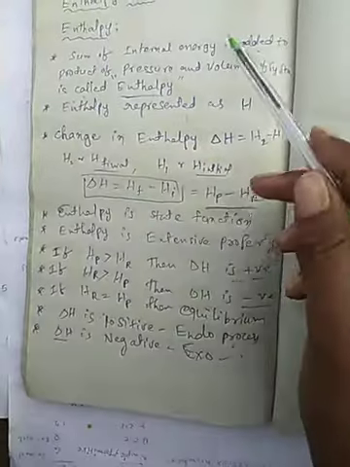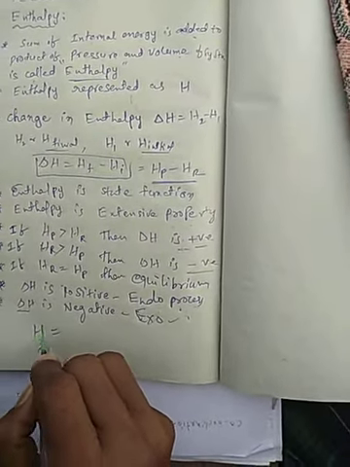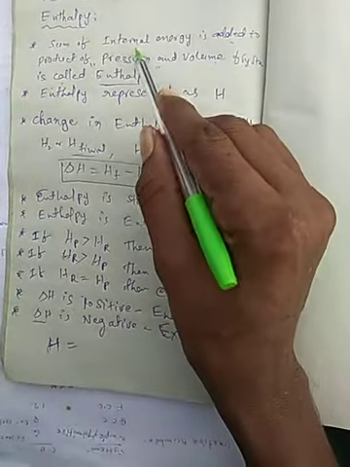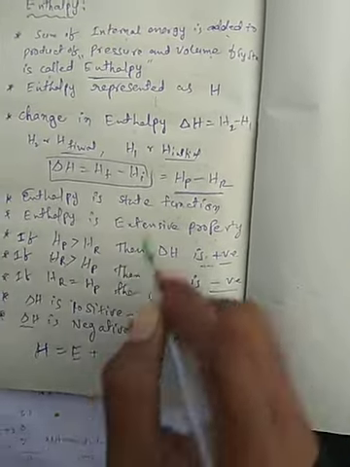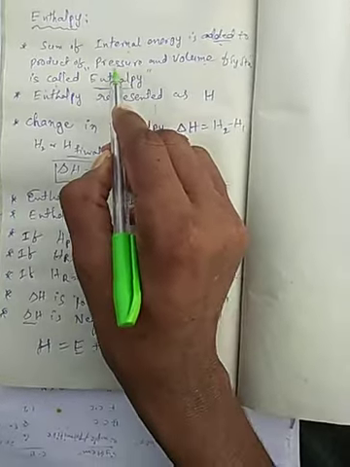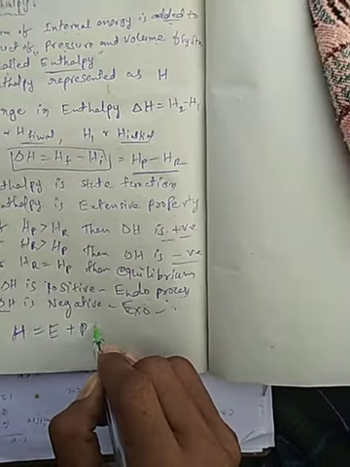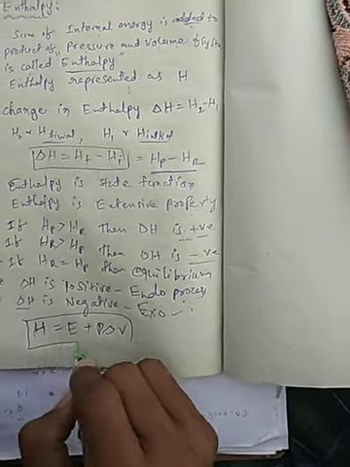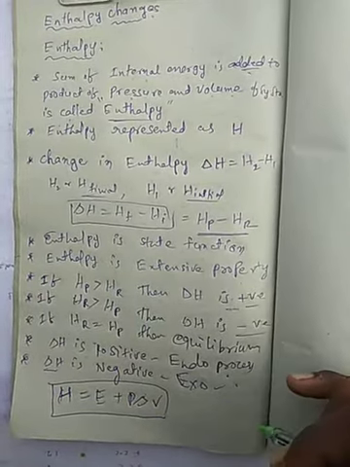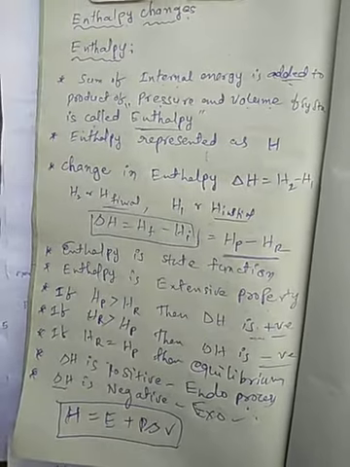Now generally, as per the definition, enthalpy is the sum of internal energy, represented by the symbol H. We know enthalpy is equal to the sum of internal energy, which we discussed yesterday, added to the product of pressure and volume, P delta V. This is the formula of enthalpy we can use for the calculation.